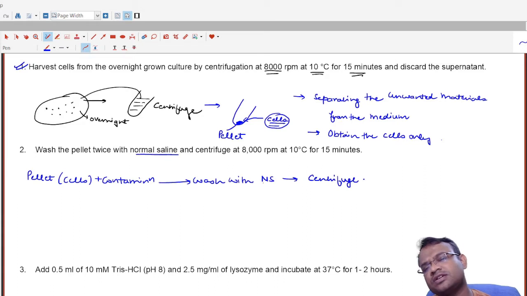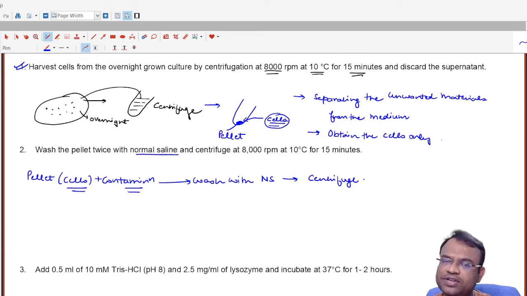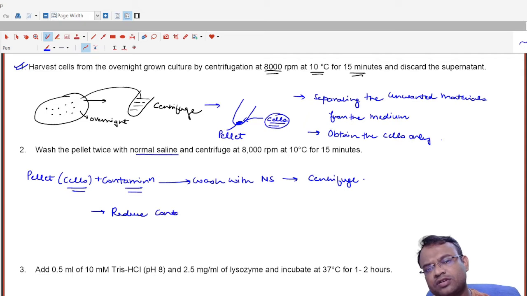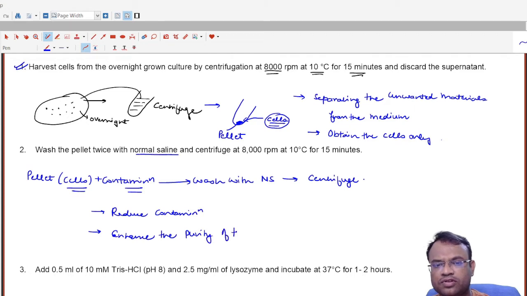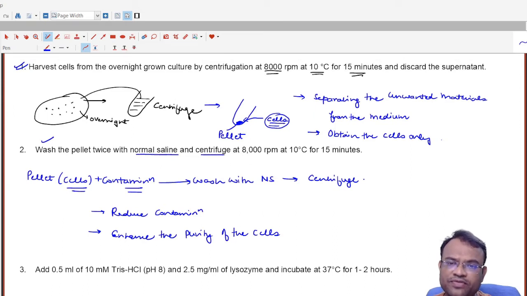Now the purpose is to enhance the concentration of our cells, to reduce contamination, and enhance the purity of the cells. That is why we washed it. That is why there was washing of the pellet, and also again you perform the centrifugation at 8000 rpm and 10 degrees centigrade. This was the second step.